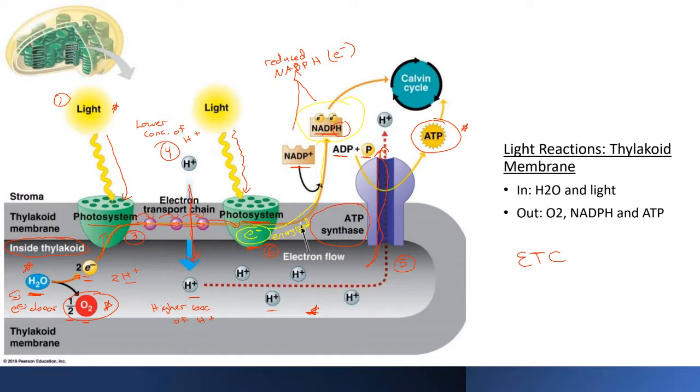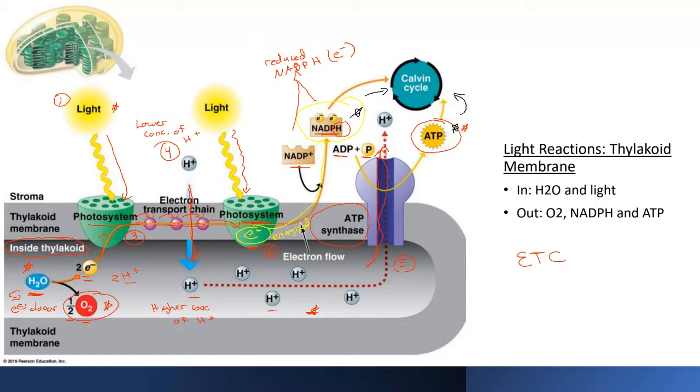As this electron is being placed on NADPH, another electron carrier, what happens now? Well, now we can see the products of the light-dependent reactions. We have NADPH, we have ATP, and these two are going to be flowing into the Calvin cycle.